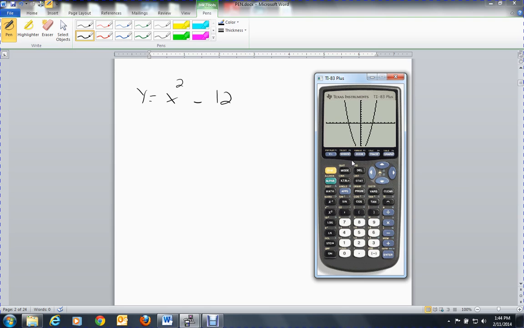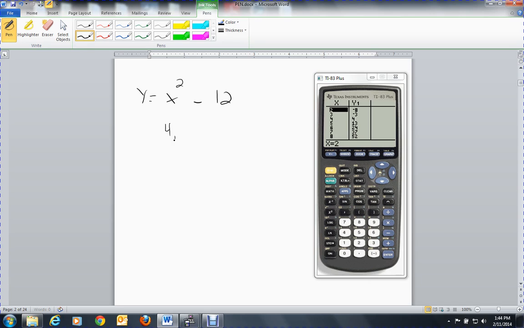Another feature I want you to see does involve the table. Like for example, this 4, 4 is a point. And also 8, 52. And those are found by substituting the x, the 4 for the x or the 8 for the x, and getting y. But I want to show you a feature.